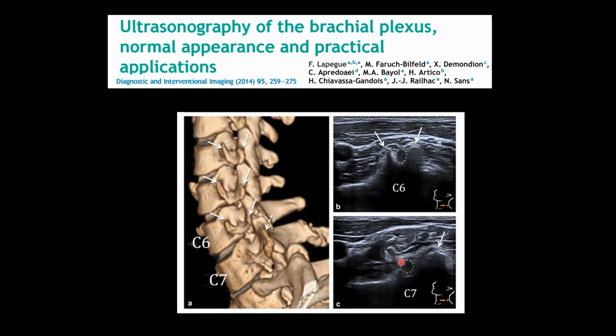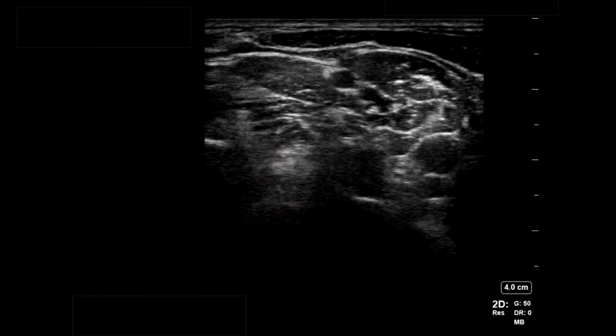Whereas C7, here's the nerve root, but you really only see the posterior aspect of that. So this is one way that you can actually trace the nerves into the foramen and count them out to know that you're blocking C5, C6, or C7.